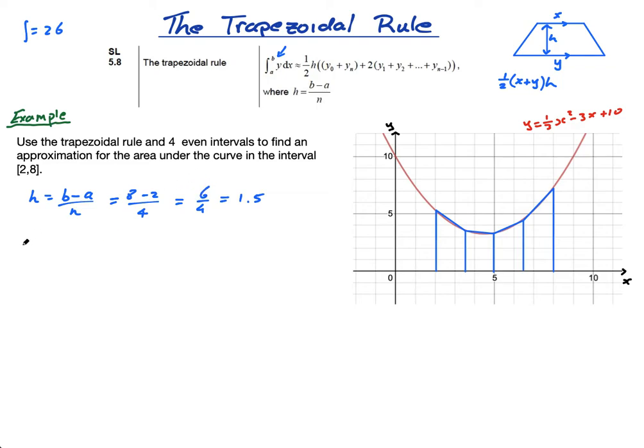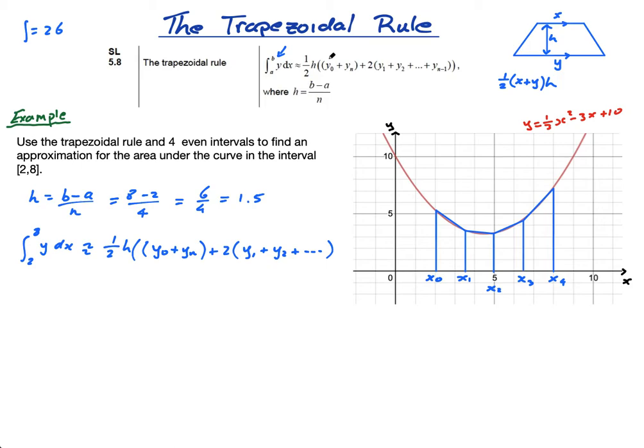Great. Now, I'm going to say the integral from 2 to 8 of y dx is approximately equal to, and I'm going to write out this formula: a half h, times y0 plus yn plus 2 times y1 plus y2 plus dot dot dot. Let's just leave it like that. So I have x0, I have x1, this is x2, this is x3, and this is x4. But he wants y0, y1, y2, y3, and y4, because he wants this length, and this length, and this length, and this length, and this length.